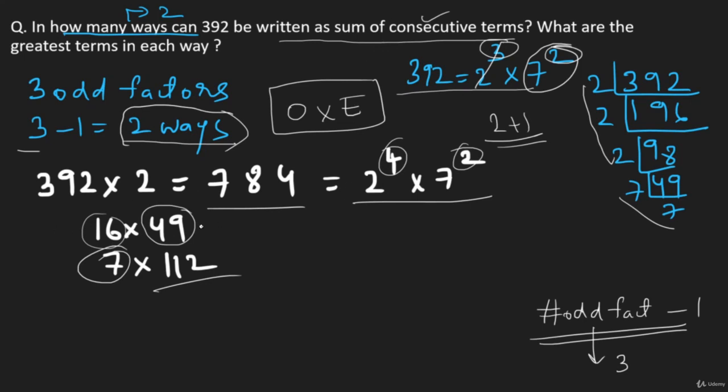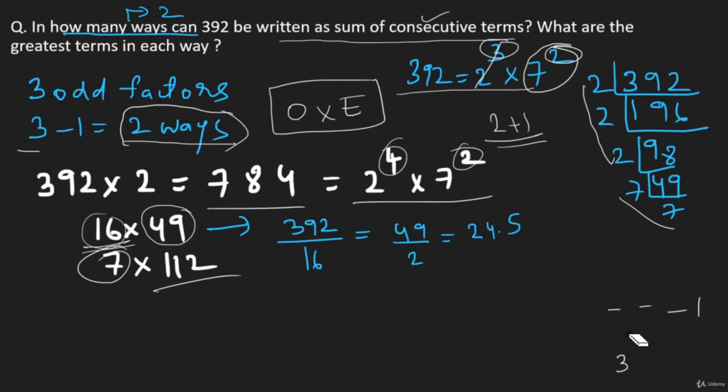Now let's start with this one over here, 16 into 49. So let's take the smaller number among these two, which is 16, and 392 by 16 gives you, that's 49 by 2, or it's 24.5, right? Now because this is a decimal number, we need to take the smaller and greater number because we only want natural numbers. So that would be 24 and 25. Now because the denominator over here is 16, there will be 16 terms in this way of writing 392 as the sum of consecutive terms.